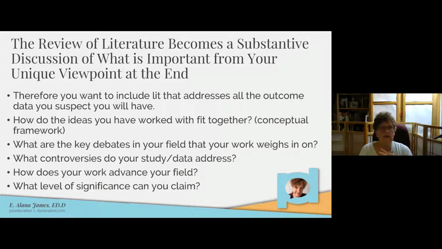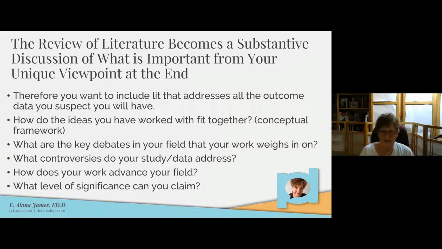And then you want to ask, do you have everything you think you're going to need for your data? Do you have the ideas that you've worked with? Do you have them so that they fit together in your head well? Because if they fit together, if you can draw this out, you can give it to somebody else in a lit review.